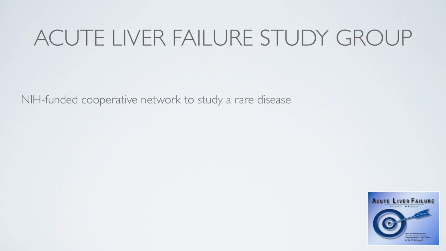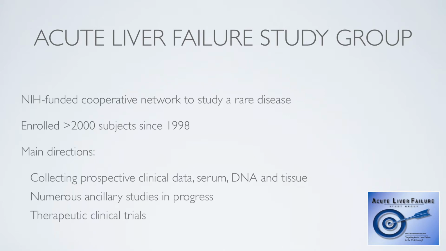The Acute Liver Failure Study Group is an NIH-funded cooperative network that was formed to study a rare disease. The study investigators, currently at 13 sites, have enrolled over 2,000 subjects since the group began in 1998. The main directions of the group include collecting prospective clinical data, serum, DNA, and tissue, facilitating numerous ancillary studies, many of which are currently in progress, and conducting therapeutic clinical trials for this often devastating orphan disease.